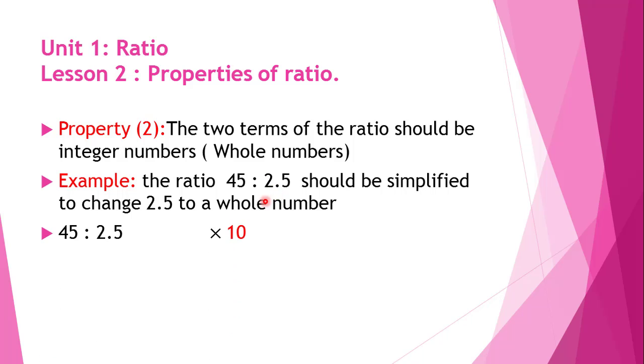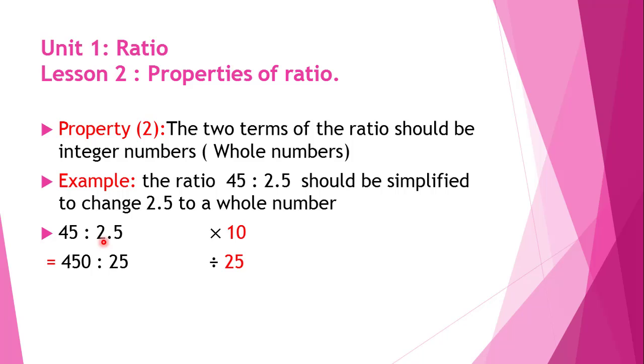In this case, we look for a number to multiply by 2.5 to remove this point. I'll choose 10. I'll multiply by 10 to remove this point. Why? Because if you multiply by 10, I'll move this point to the right. So 2.5 will become 25. But if you multiply the second term, you should multiply the first term. So we will multiply the two terms by 10. The first term will become 450.